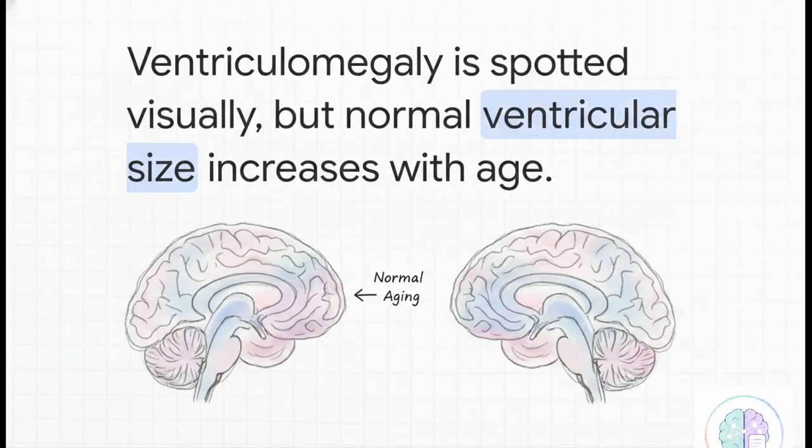Now, experienced clinicians can usually just spot ventriculomegaly visually. You look at the scan and you kind of just know. But here is a huge pitfall you absolutely have to watch out for. Normal ventricular size naturally increases as we get older. You literally can't apply a 20-year-old's baseline to an 80-year-old scan.